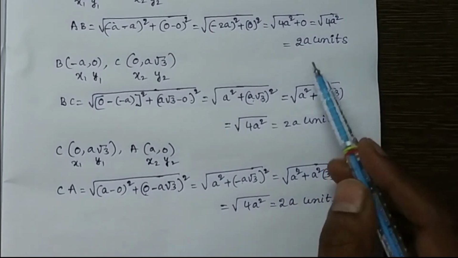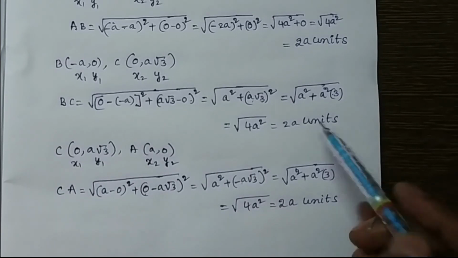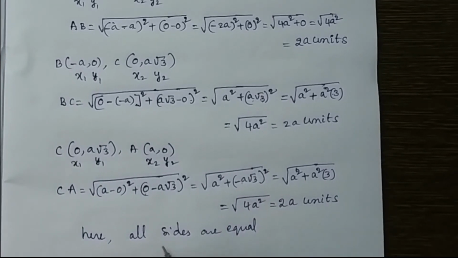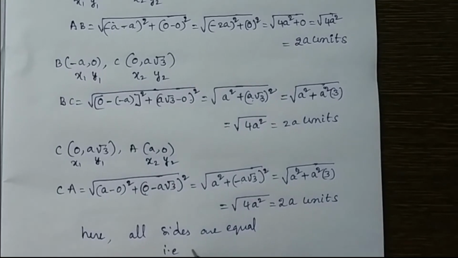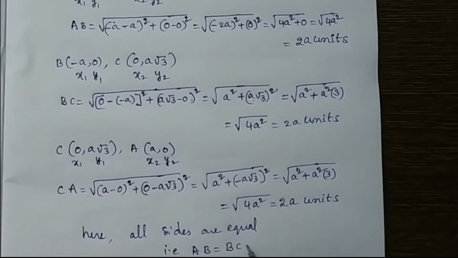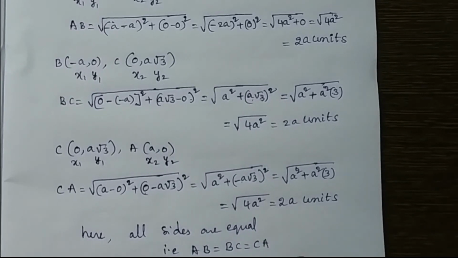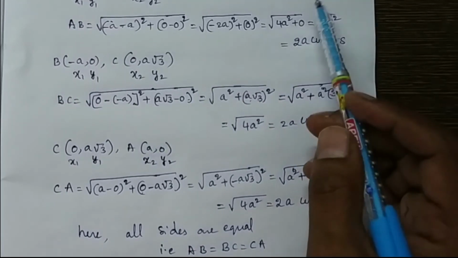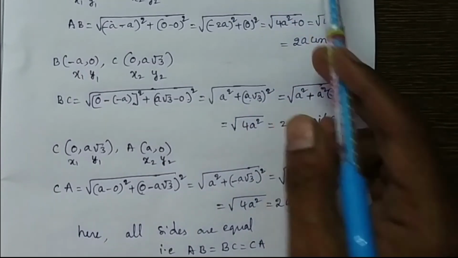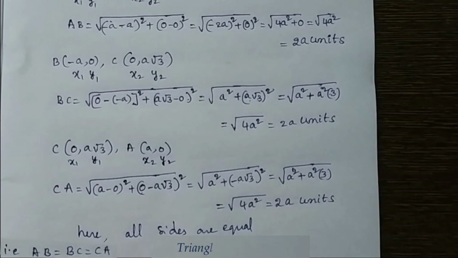So here all sides of triangle ABC are equal. That means AB is equal to BC is equal to CA. All sides of the triangle are equal, so this is an equilateral triangle. So triangle ABC is an equilateral triangle.